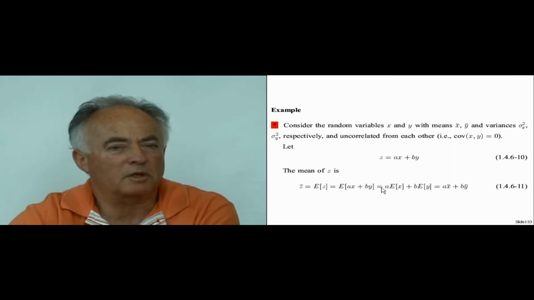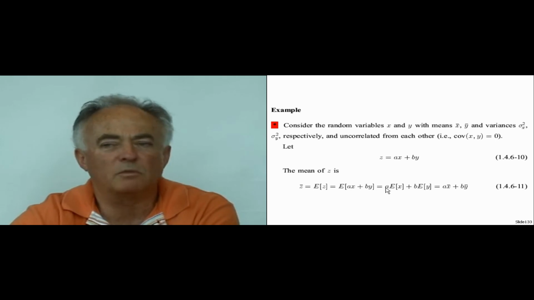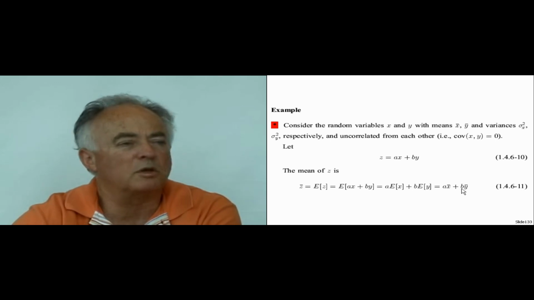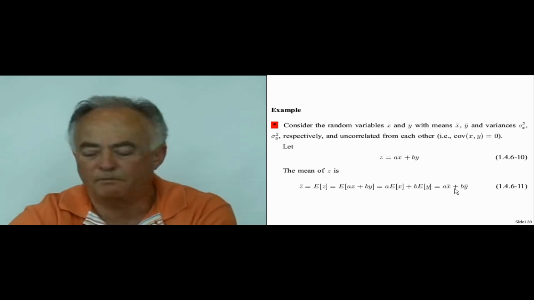Now, what is the expectation? It is an integral. a is a constant. We always like to pull out constants from any integral to make life easier. So we can pull out the a, and now we have the expected value of x, but we know what this is. This is x bar. So z bar turns out to be a x bar, and similarly the second term will be plus b y bar.